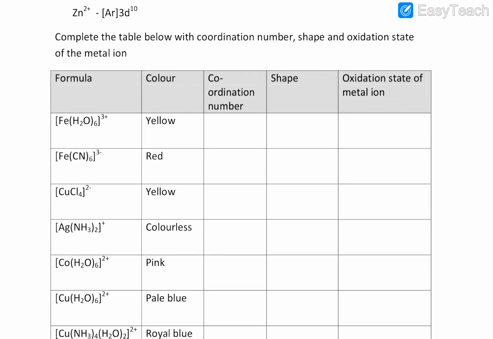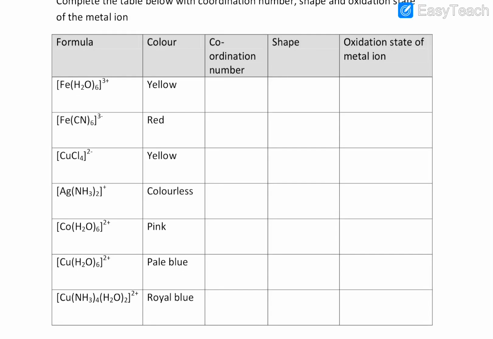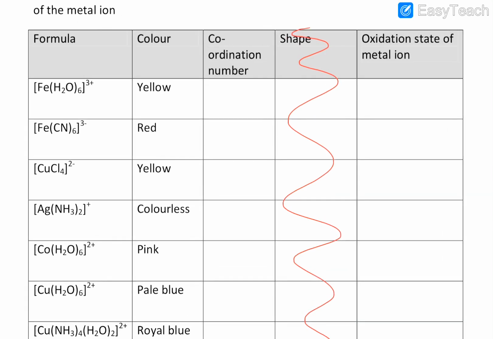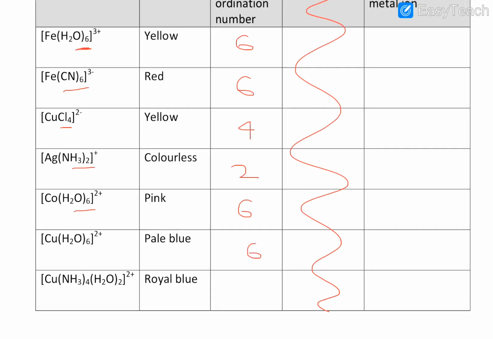So you'll have the coordination number that you will complete. Just leave out the shape, we haven't done shape yet. So here coordination number is 6. Here is 6, 4, 2, 6, 6, and 4 plus 2, that's 6.